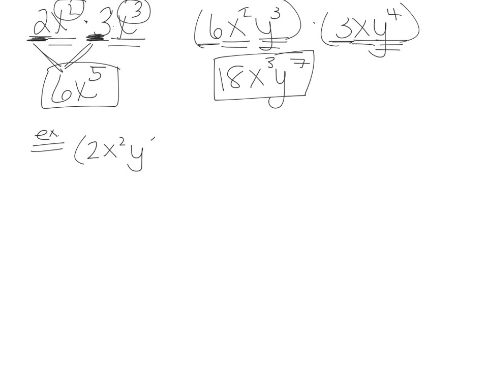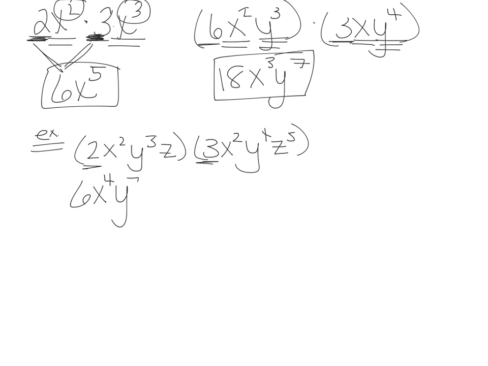2x squared y cubed z times 3x squared y to the 4th z to the 5th. Go ahead, pause this video. When you finish this problem, unpause this video, we'll go over it. Notice in your problem you have 2 and 3. What are 2 and 3 classified as? They're classified as coefficients. So what do you do with coefficients? You multiply them. 2 times 3 is 6. You have x to the 4th, y to the 7th, and z to the 6th. You with me? Try this one.